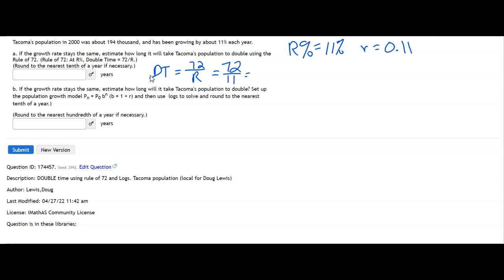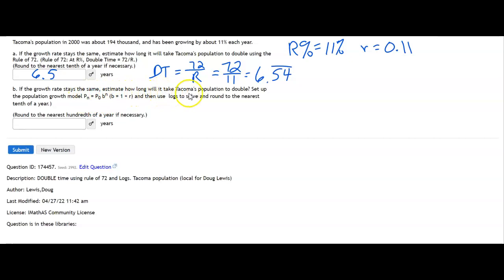So if you take 72 and divide it by 11, that ends up being 6.545454, so it's 6.54 repeating. Now this says rounded to the tenth of a year, so I'm going to say that's about 6.5 years. So 6.5 years it would double if indeed it were growing at 11% each year, which it is not. Now that's obviously super easy. I mean, just take any interest rate, divide it into 72, and you will get the estimated time it will take to double.